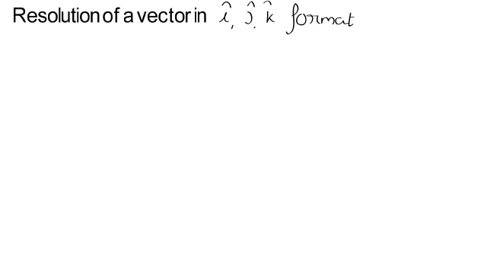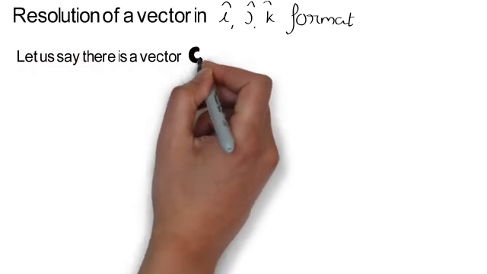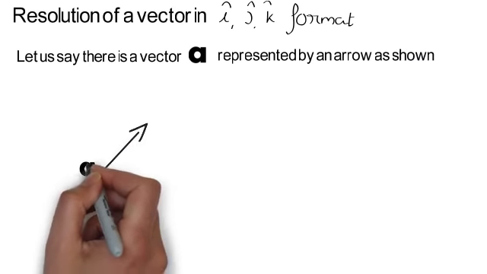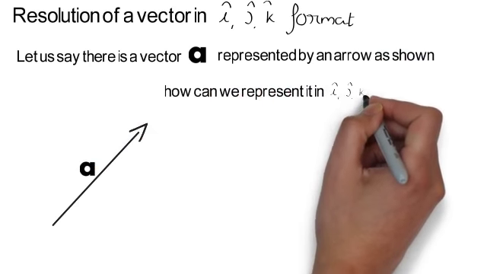That means a vector represented in IJK format can be represented in the graphical format by an arrow, and a vector represented in graphical form by an arrow can be represented in the IJK form. In this lecture, we are going to discuss the latter part. That means how we are going to convert a vector represented in graphical form by an arrow into a vector representation in IJK format. So let us say there is a vector A represented by an arrow as shown. So this is the vector A. How can we represent it in the IJK format?